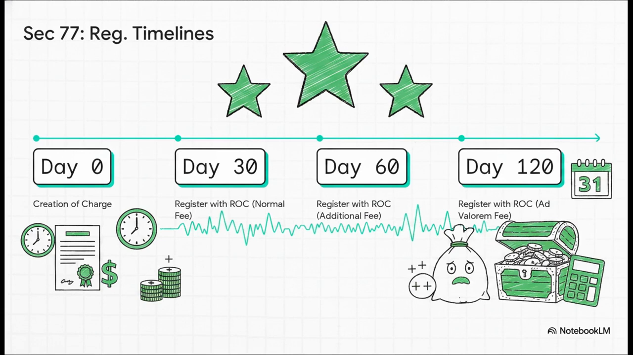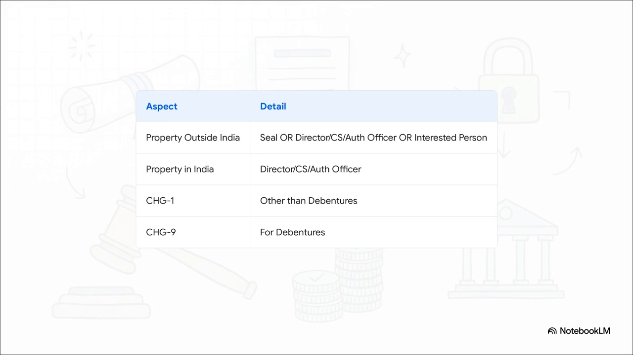3 huge stars for this one, folks. So, how do we actually file this? First, I want you to remember this quick memory trick for the forms. 9 is for notes and debentures, 1 is for everything else. Simple, right? Form CHG-9 is strictly for debentures, and CHG-1 is for all other loans.